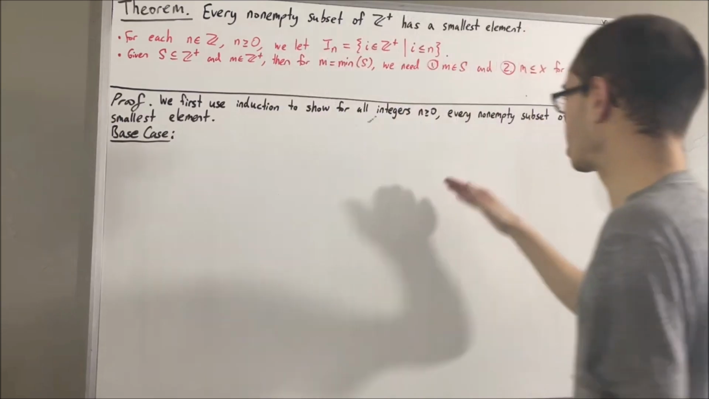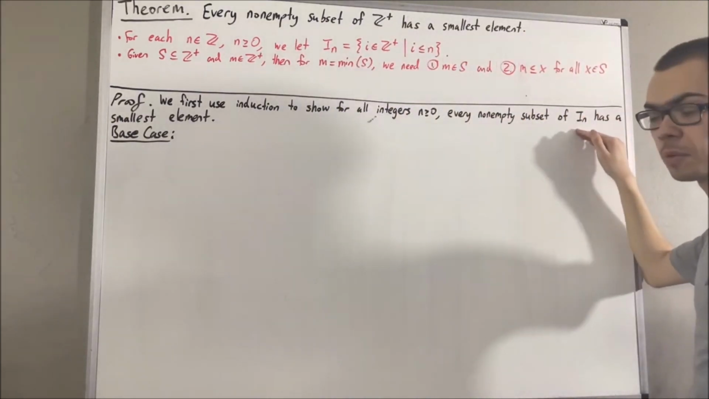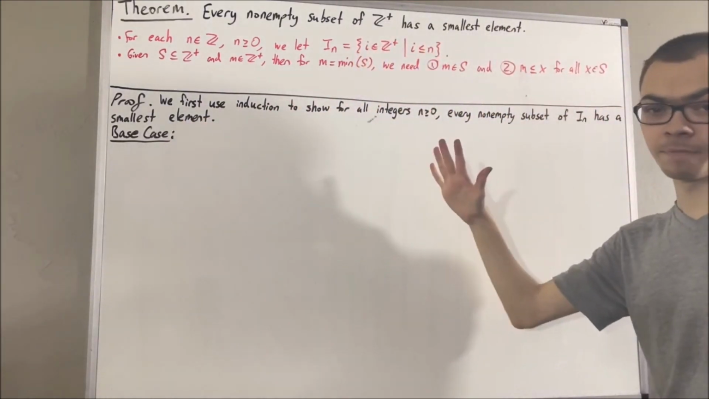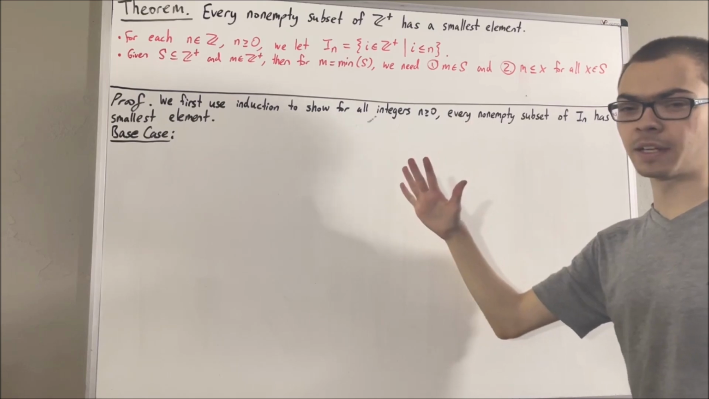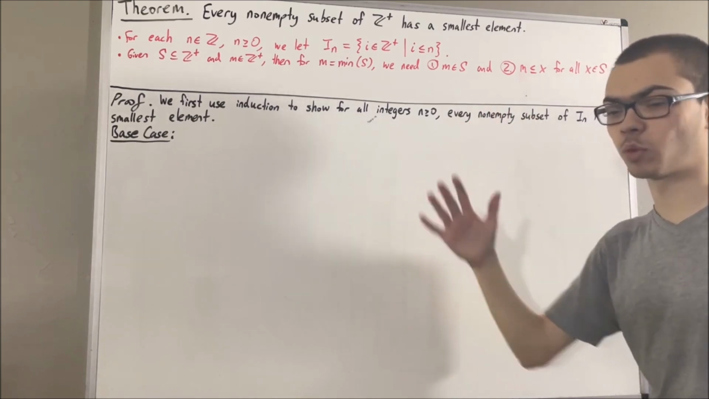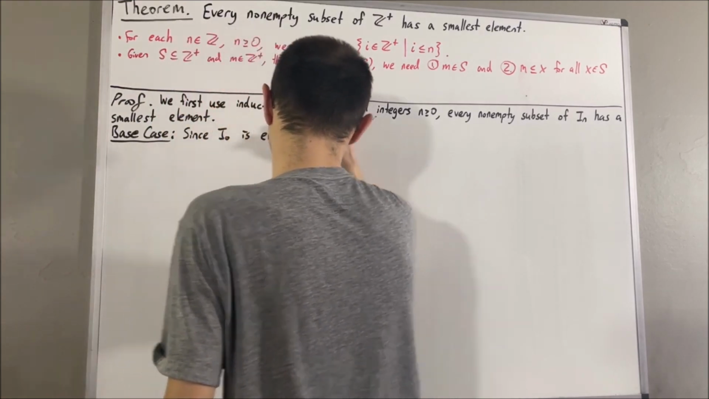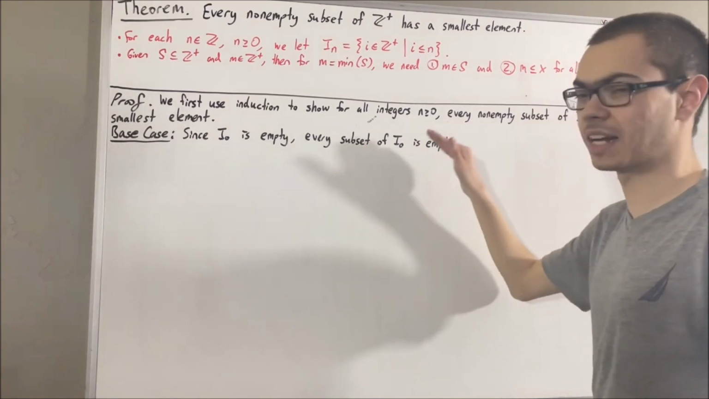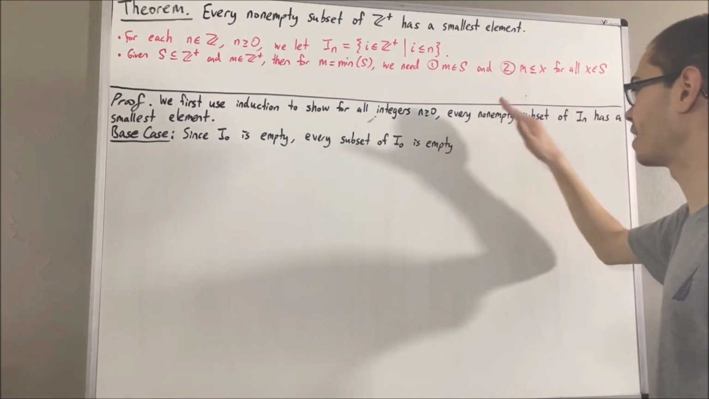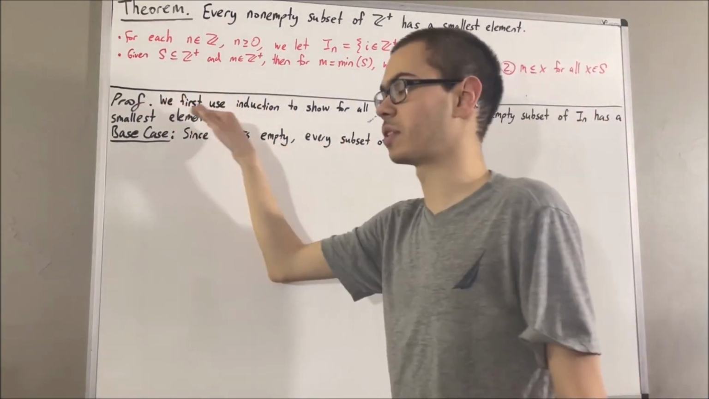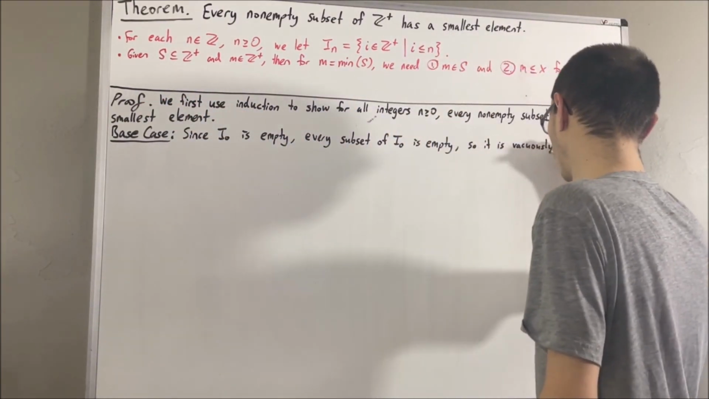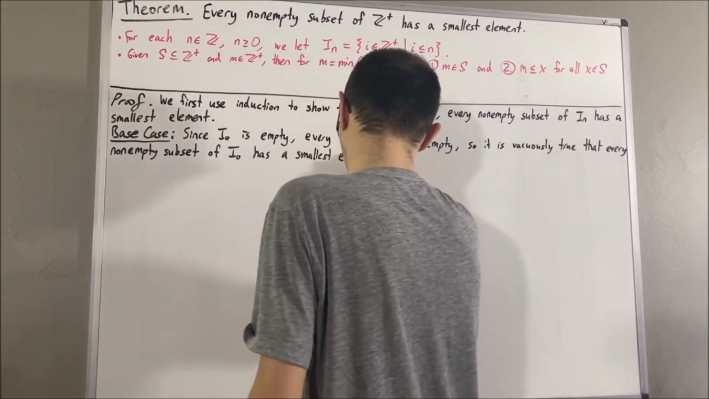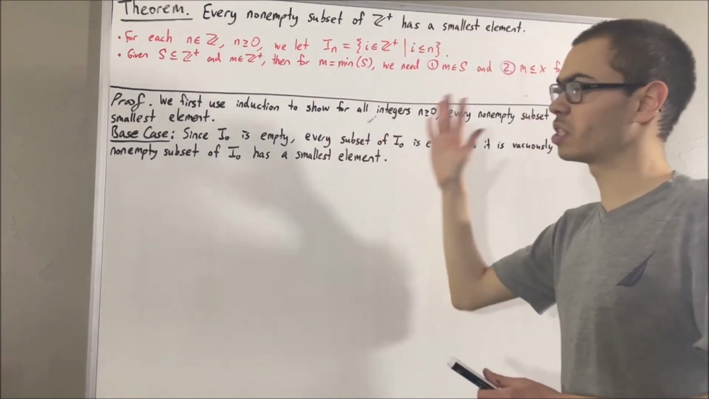Now in the base case, we're trying to show that every non-empty subset of I_0 has a smallest element. Now we know that I_0 is empty. And since I_0 is empty, it follows that every subset of I_0 is empty as well. Or in other words, there is no subset of I_0 that is non-empty. So it is vacuously true that every non-empty subset of I_0 has a smallest element. So this completes the base case. Now let's move on to the induction step.